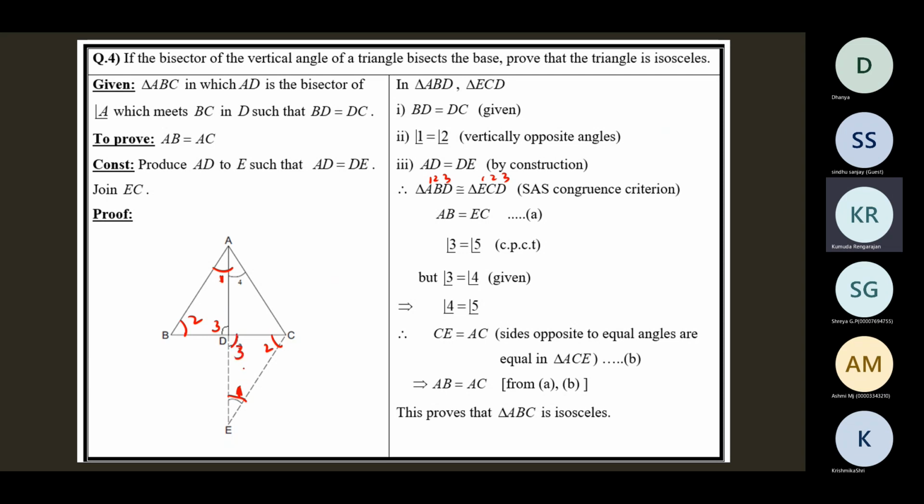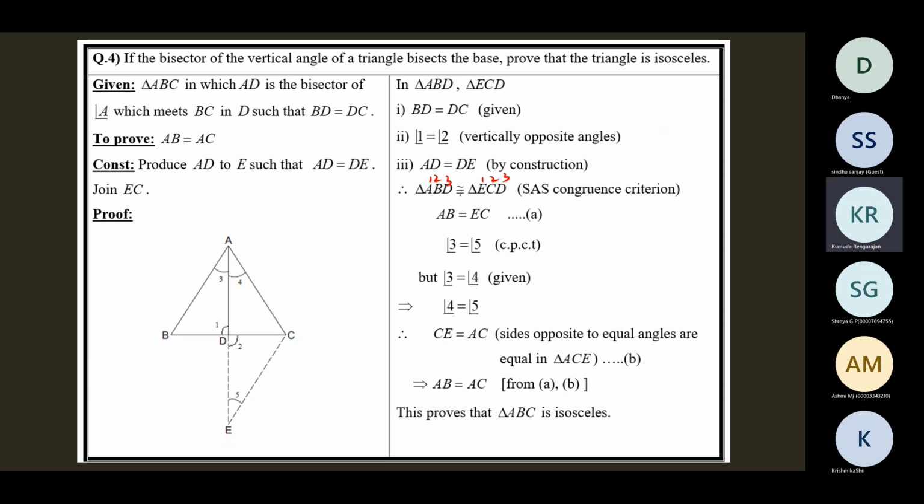This is what CPCT is, children. This angle is equal to this angle by CPCT. This angle of this triangle is equal to this angle of this triangle, and this angle is equal to this angle. So for that, you can mark like this. If it's difficult for you, you just mark the angles in your rough work, or you can do it with the pencil and erase it also.